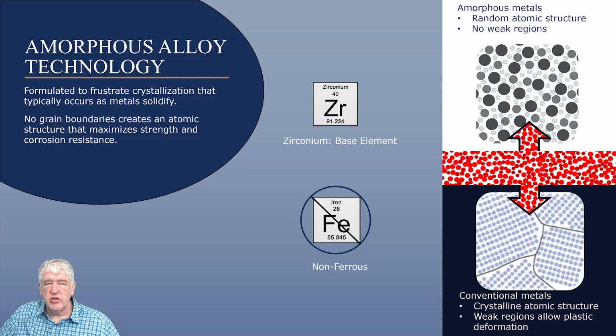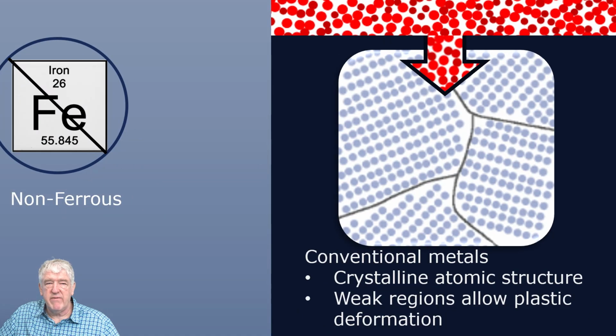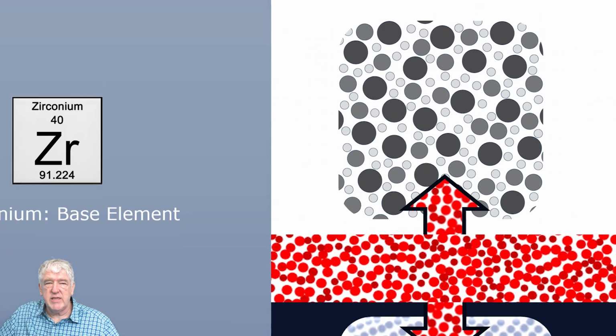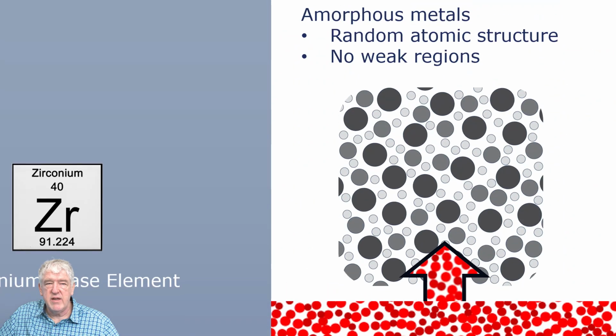So let's take a closer look at what makes Liquidmetal's material science so unique. Traditional metals crystallize as they solidify, forming grain boundaries. These are weak points in the material that reduce strength and increase the likelihood of corrosion and deformation. Liquidmetal's amorphous alloy technology is designed to frustrate crystallization, locking atoms into a disordered, glass-like structure.